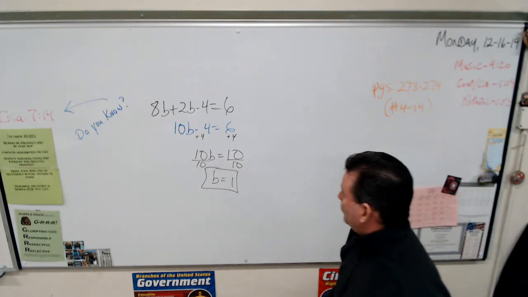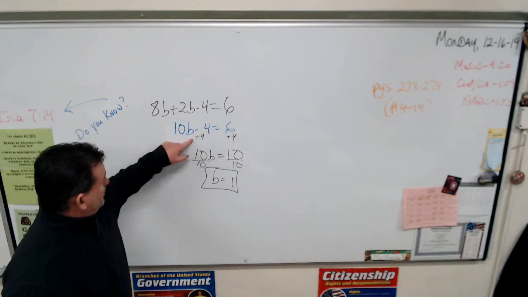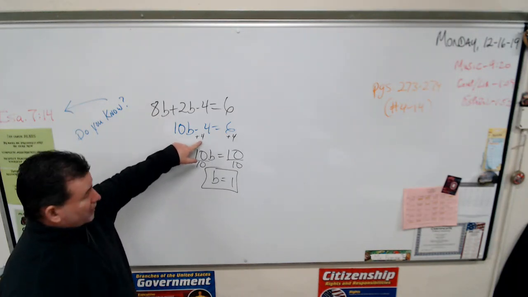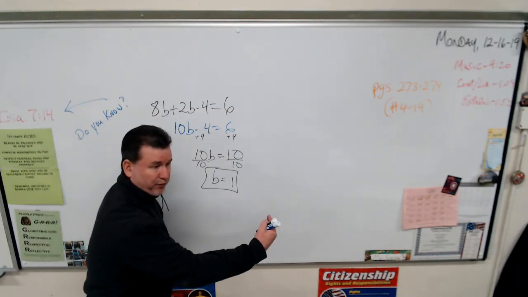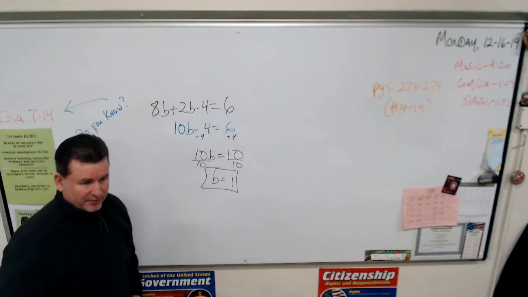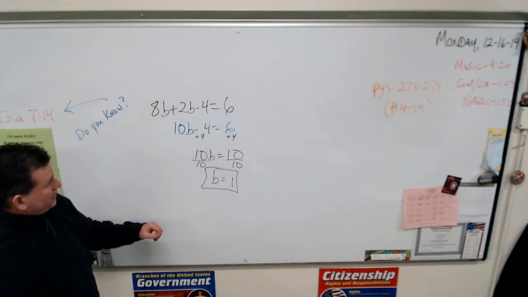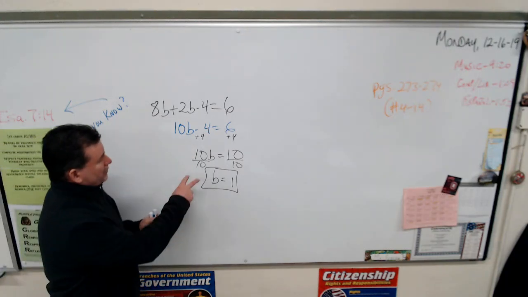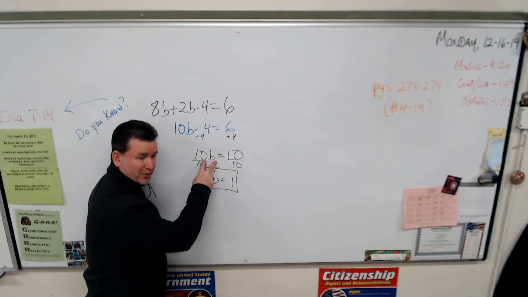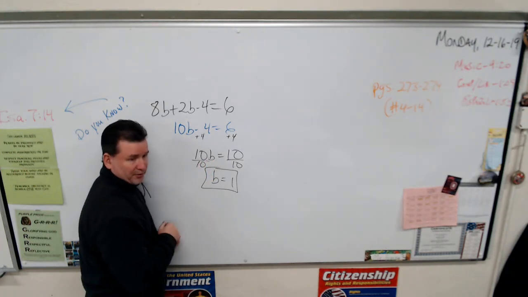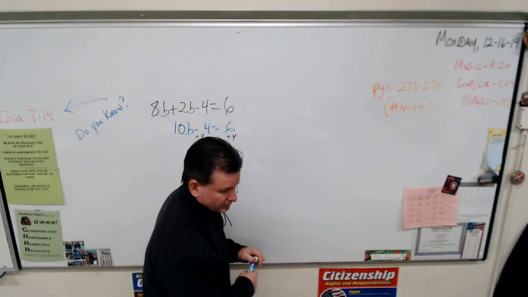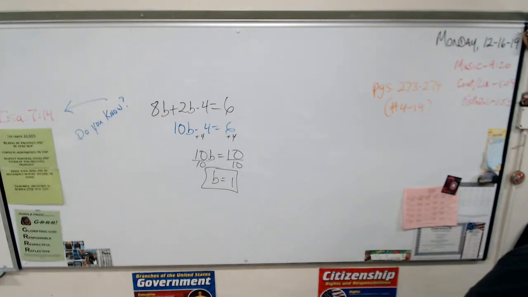How do I know I'm adding here? Because they subtracted 4 from my variable term, so I undo it by adding. But like the 10b equals 10. When the coefficient is written right next to the variable, that means you're multiplying. That indicates multiplication, so the opposite is divide. I thought you were adding.